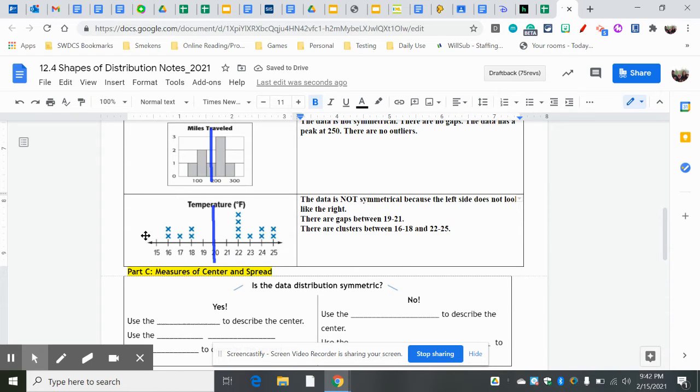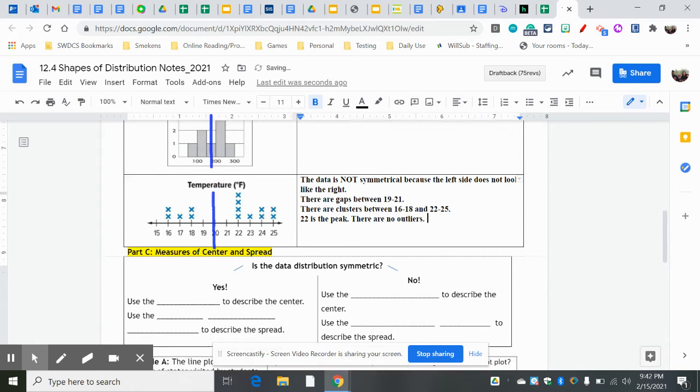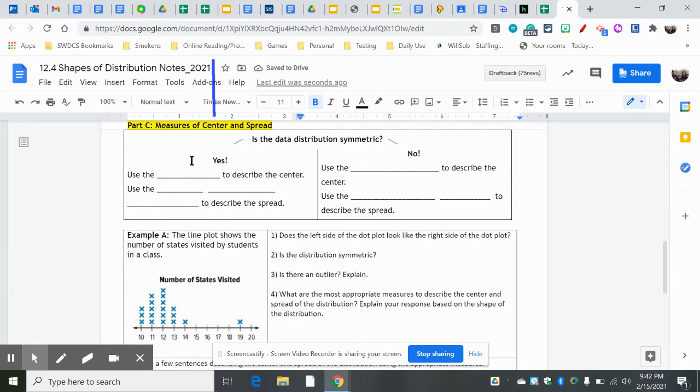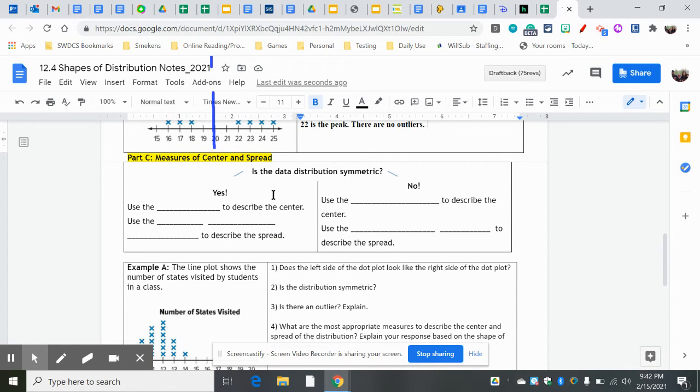If I'm looking for my peak, it's my highest point. 22 is the peak, and there are no outliers. If I'm looking at the information, there's no value that's a lot greater than others. Okay, we're going to get into some questions here for you.